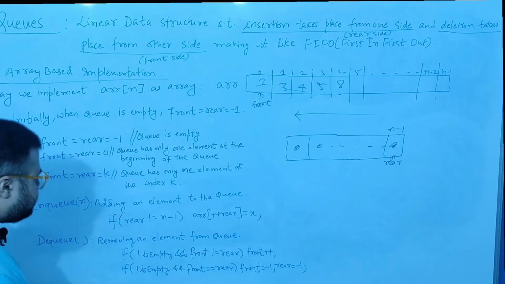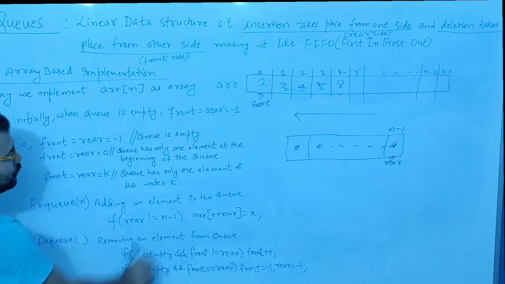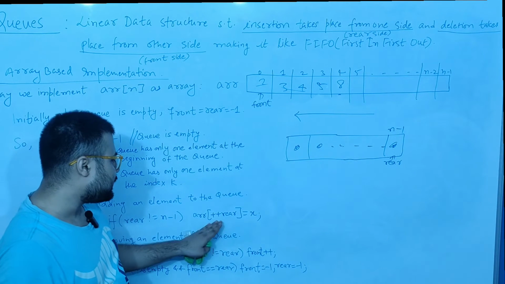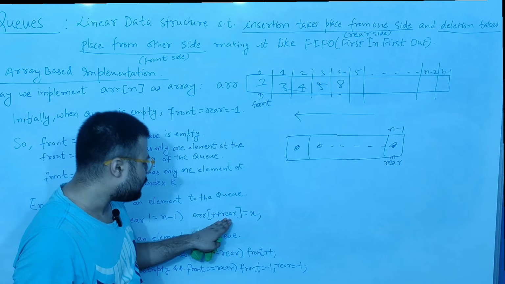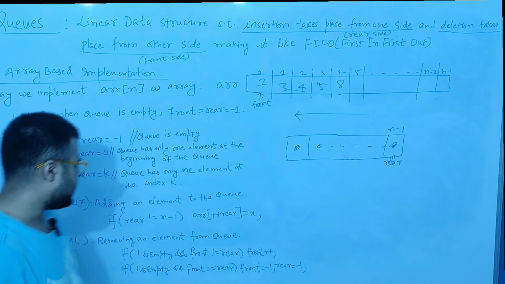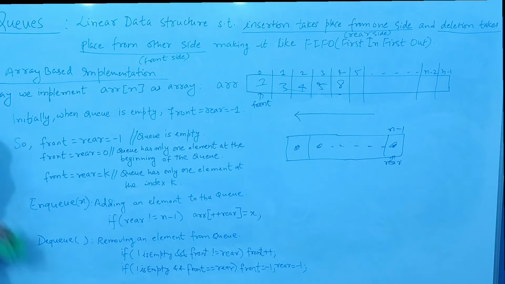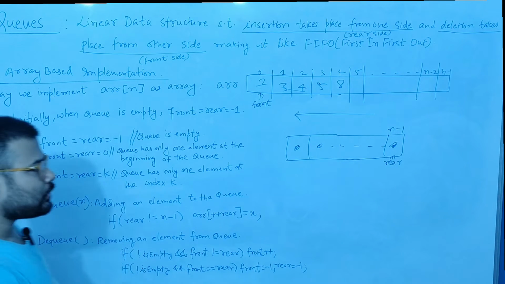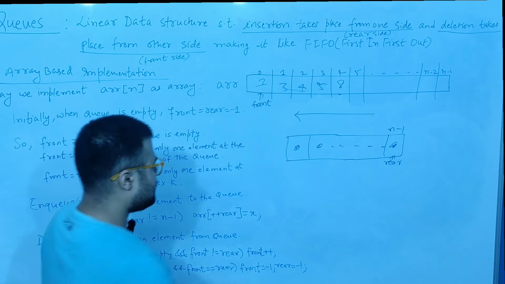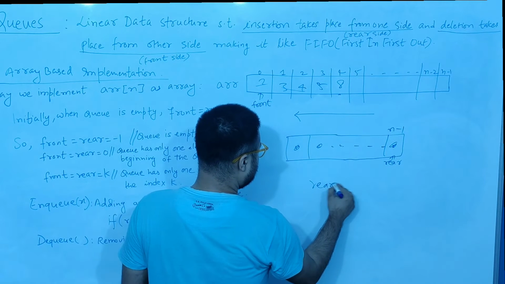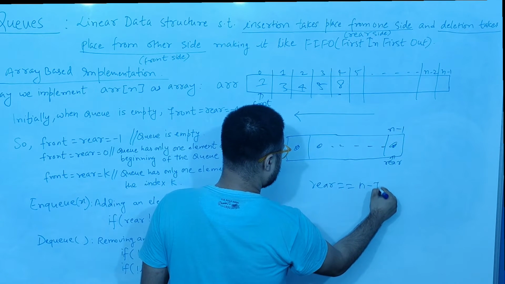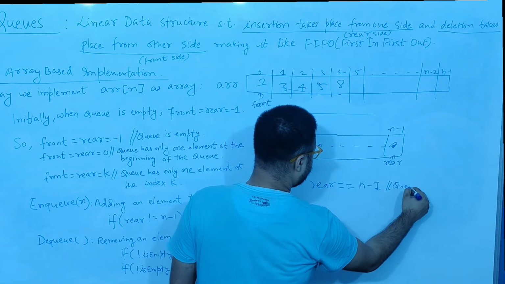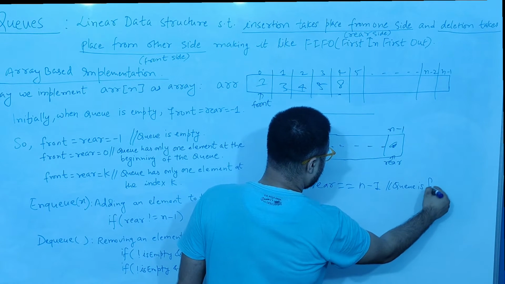So if rear is not equal to n-1, then you can add the element. You increase the rear value by 1 and then to that place you insert x. So you can say that when rear is equal to n-1, then your queue is full. Rear equal n-1 means queue is full.